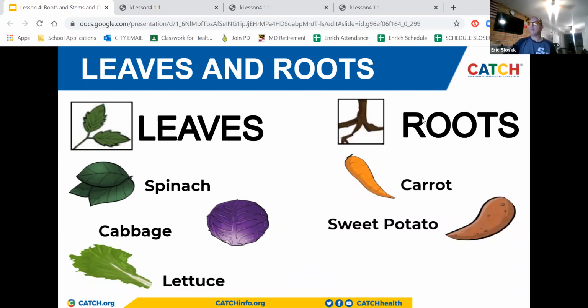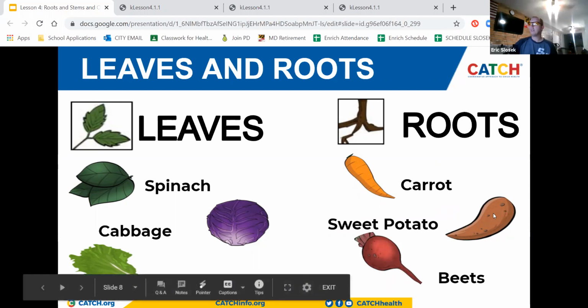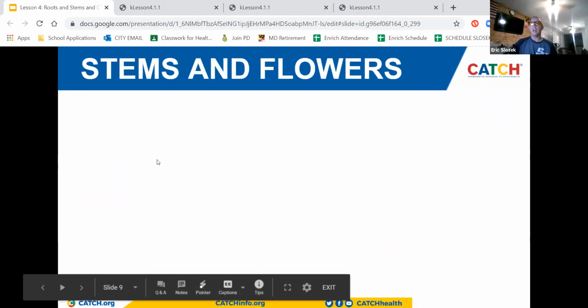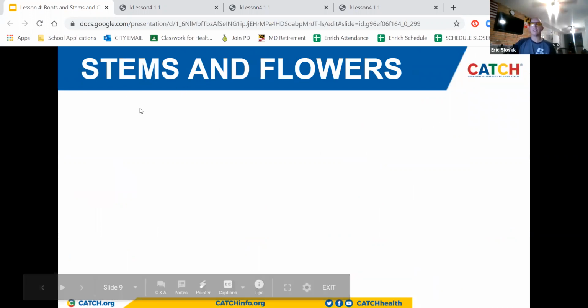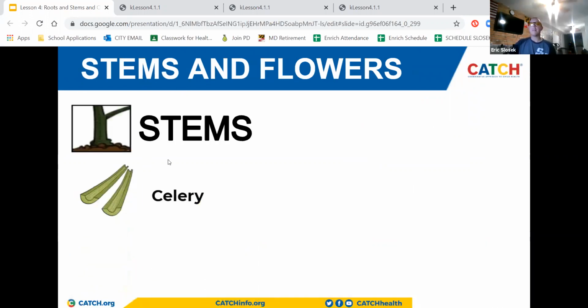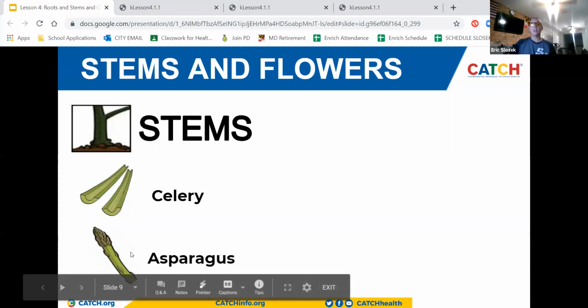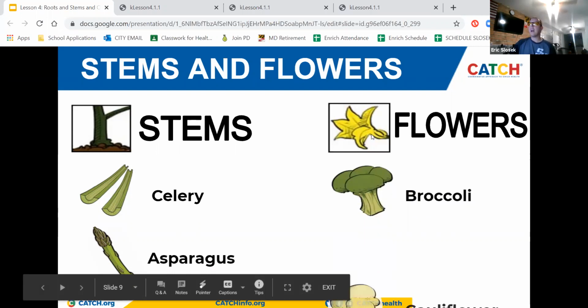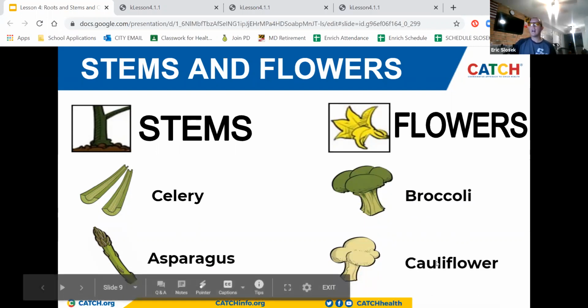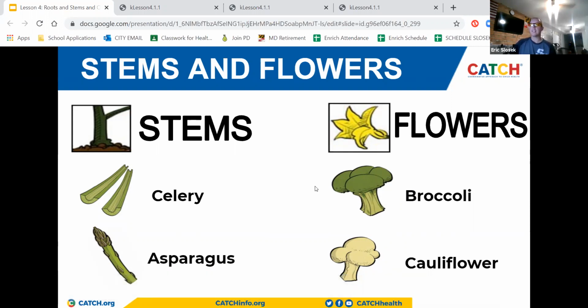Now when we talk about roots, those things that are usually down in the ground, carrots, sweet potatoes, and beets, those are all considered roots of a plant. Let's talk about stems and flowers. When we talk about stems, we're talking about celery and asparagus. When we're talking about flowers, we're talking about broccoli and cauliflower. And all of these are vegetables, but they just come from different parts of plants.